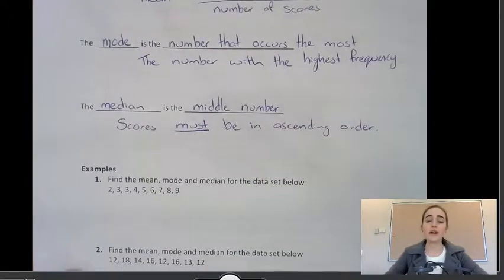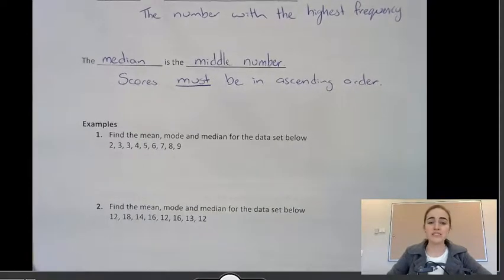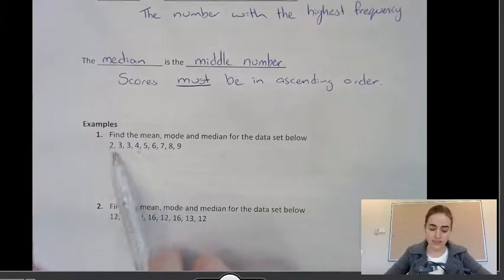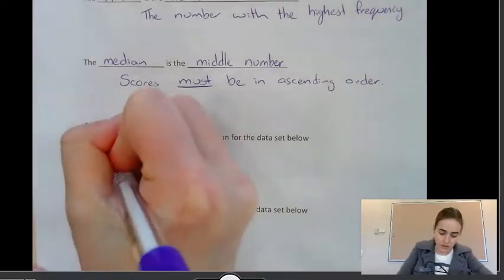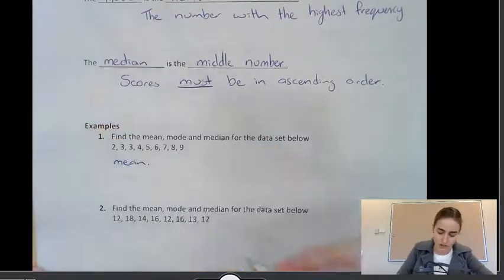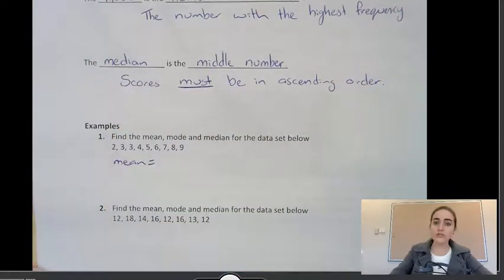So let's have a look at a couple of examples where we're finding those three measures of center for some different sets of data. Our first one asks us to find the mean, the mode, and median for this data set here. So for the mean, we're going to add all of our scores together.